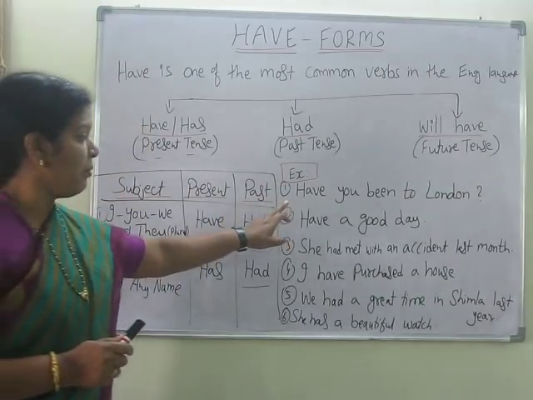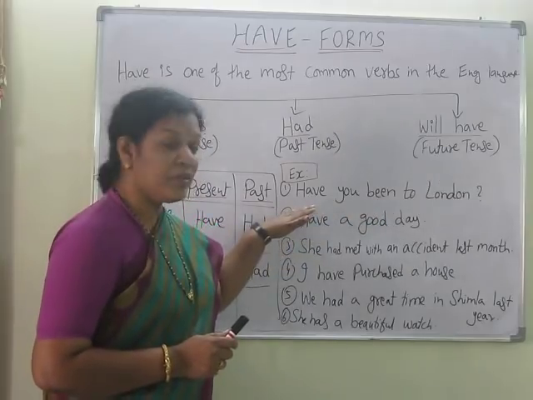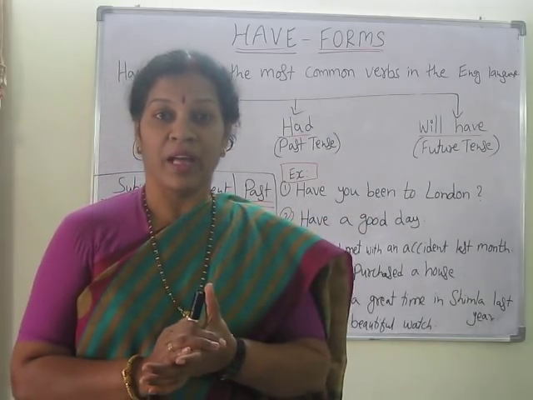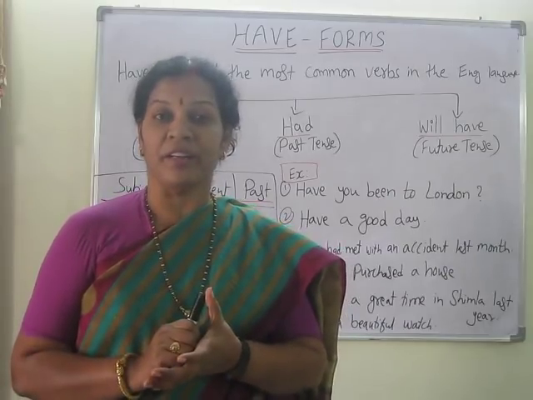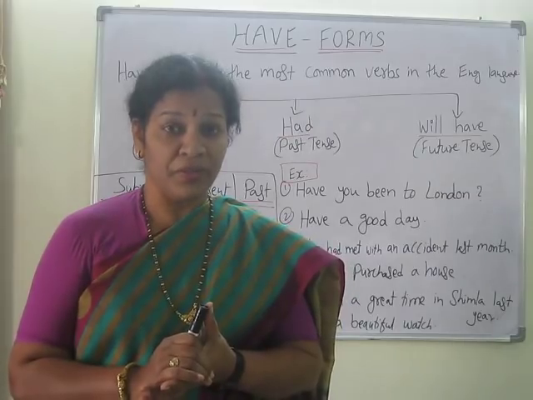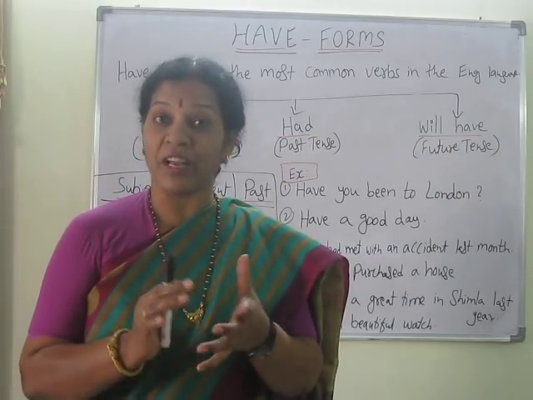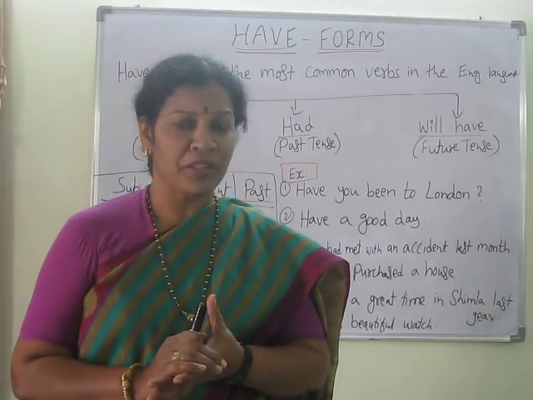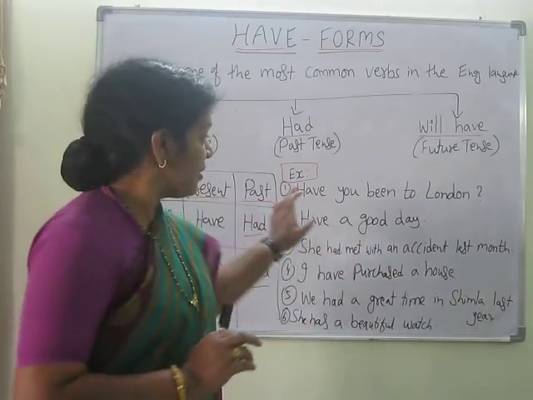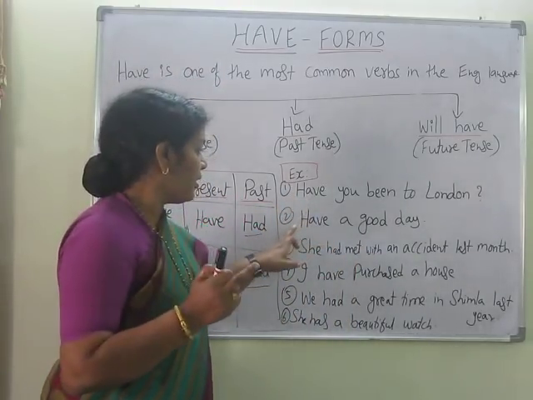See, example one I am taking here: Have you been to London? If you observe this sentence, it started with have. Have you been to London? For that, what answer can we give? If yes, "Yes, I have been to London." If you want to say no, "No, I have not been to London." So this is one kind of sentence where we can start with have. Another sentence.